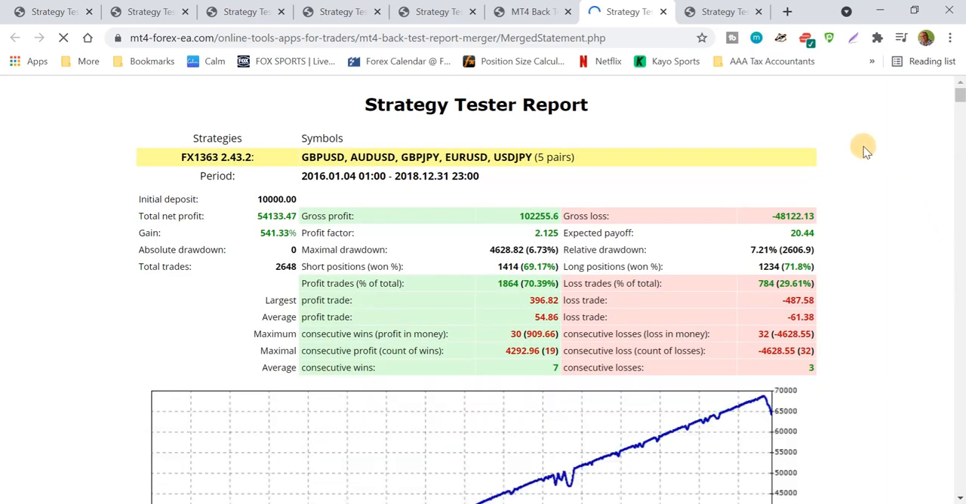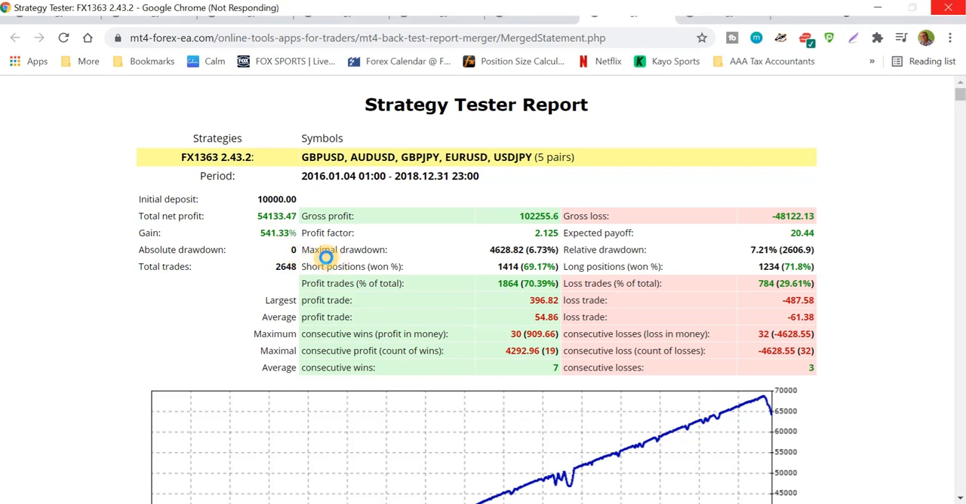And here we go. It has consolidated those 5 tests into a nice pretty little report. So here's the time period, basically the 3 years we talked about. Here's the 1, 2, 3, 4, 5 pairs. It even tells you the initial deposit, total net profit 54,000, same sort of stats, profit factor 2.125. Shows you the gain, maximum drawdown.